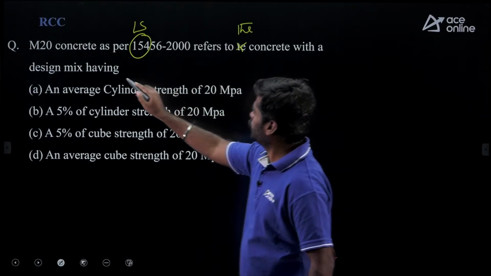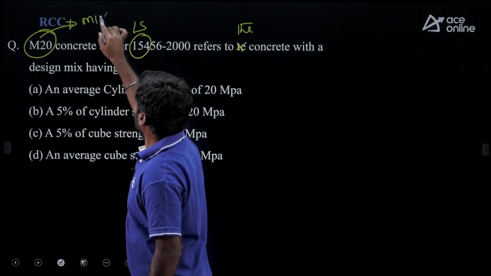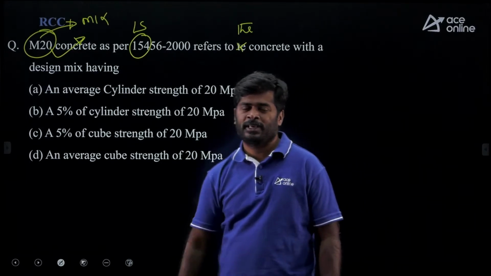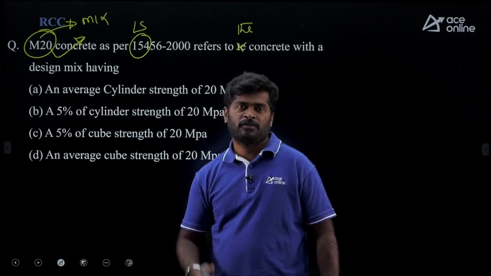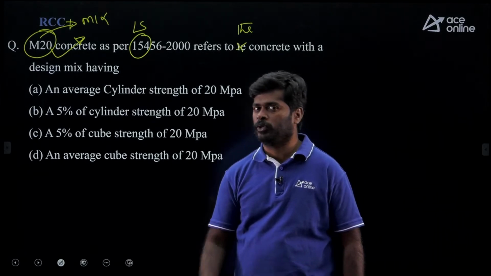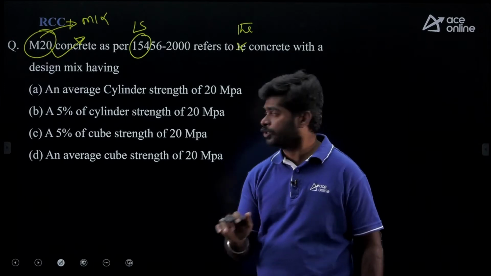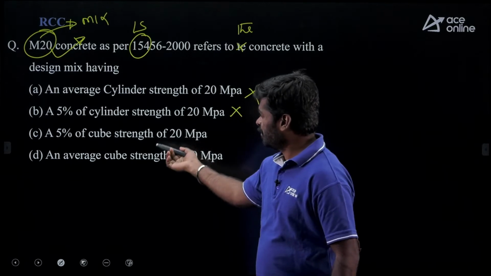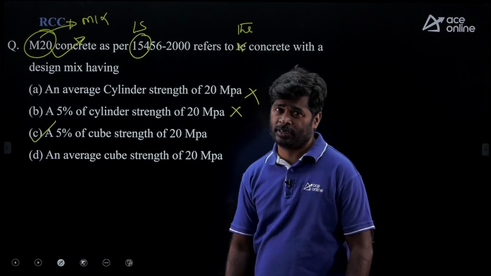Here given that M20, where M refers to mix and 20 refers to characteristic strength of concrete. If you check the definition of characteristic strength, easily you can answer this question. The definition of characteristic strength is: it is a value of strength of material below which not more than 5% of test results are expected to fall. It is given related to the cube strength. So you can eliminate option A and option B, and 5% is given in options C and D, only one option, that is option C. Option C is correct. Okay.